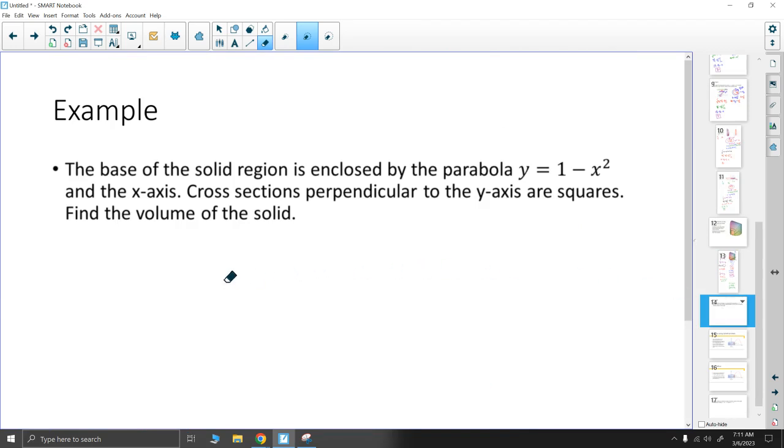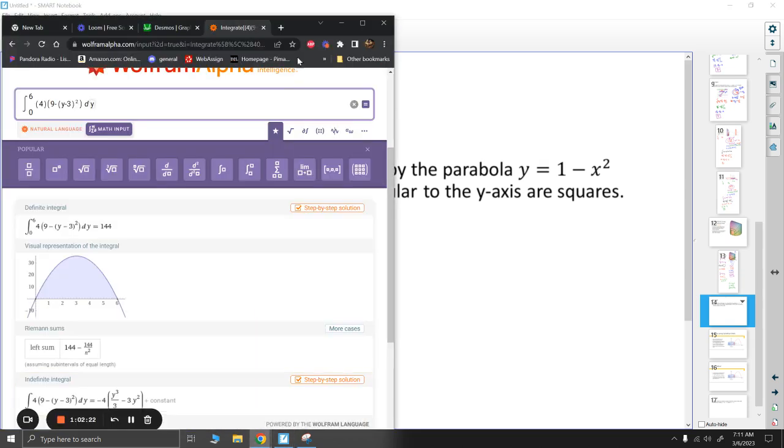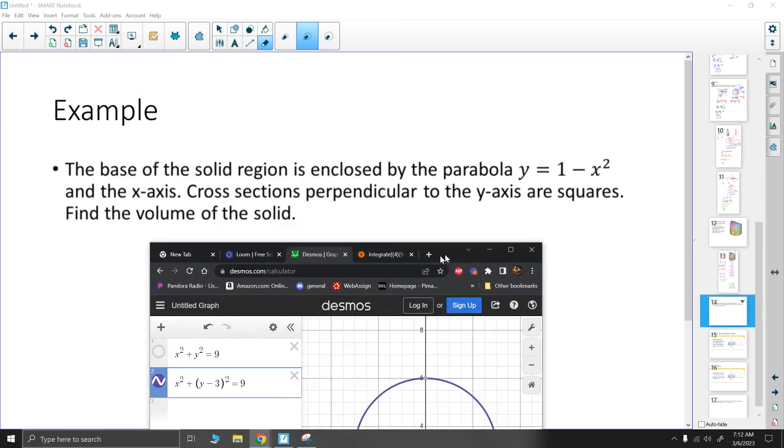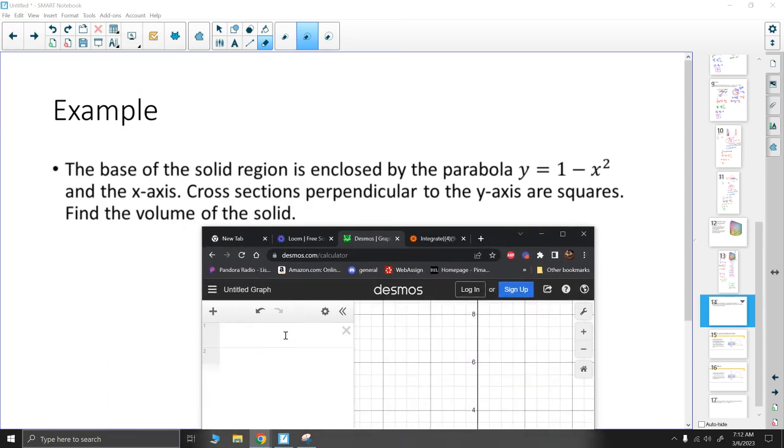The base of the solid region is enclosed by the parabola y equals 1 minus x squared and the x-axis. Cross sections perpendicular to the y-axis are squares. Find the volume of the solid. All right, so let's go ahead and take a look at this graph first of all. That way we can at least think about the base here. y equals 1 minus x squared.